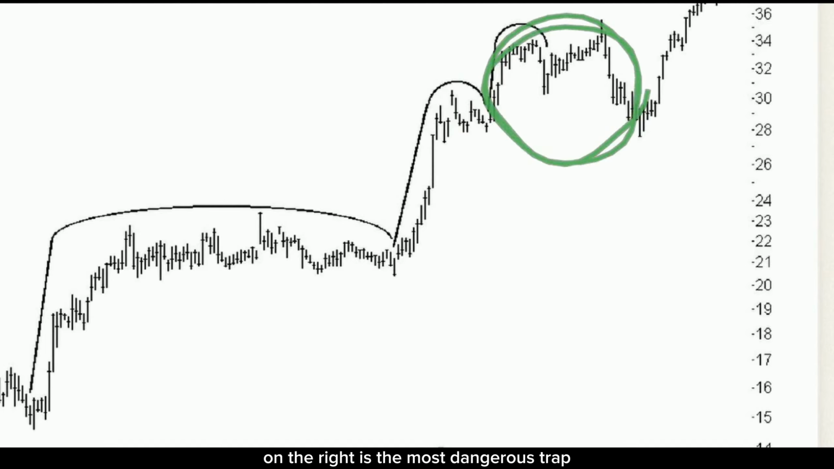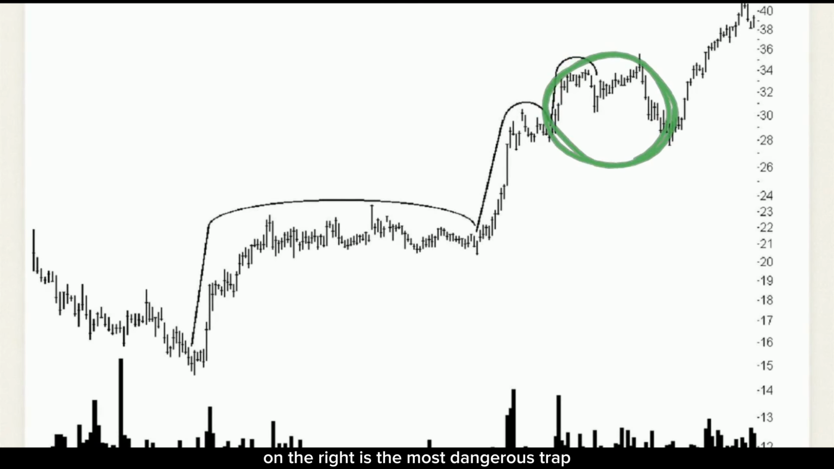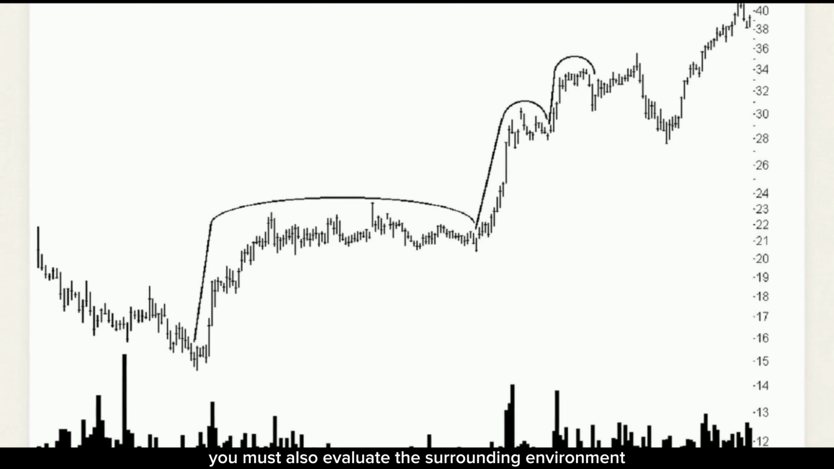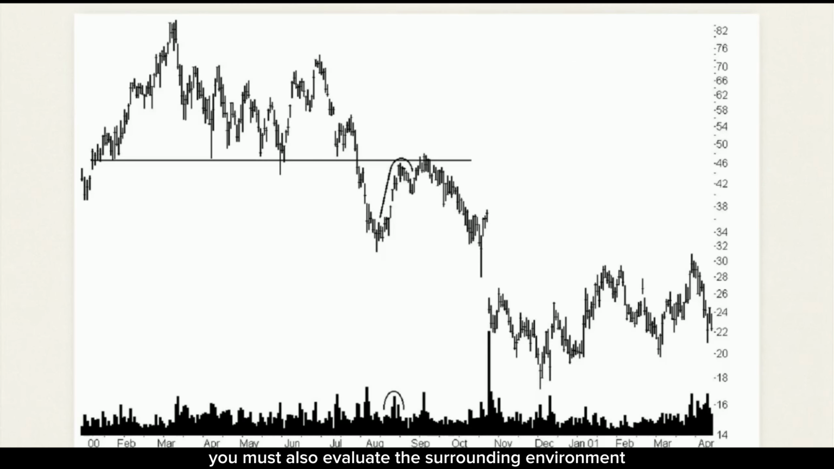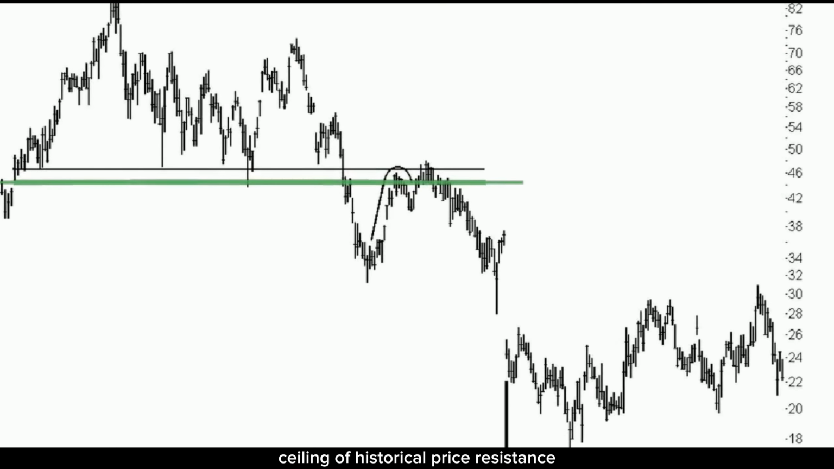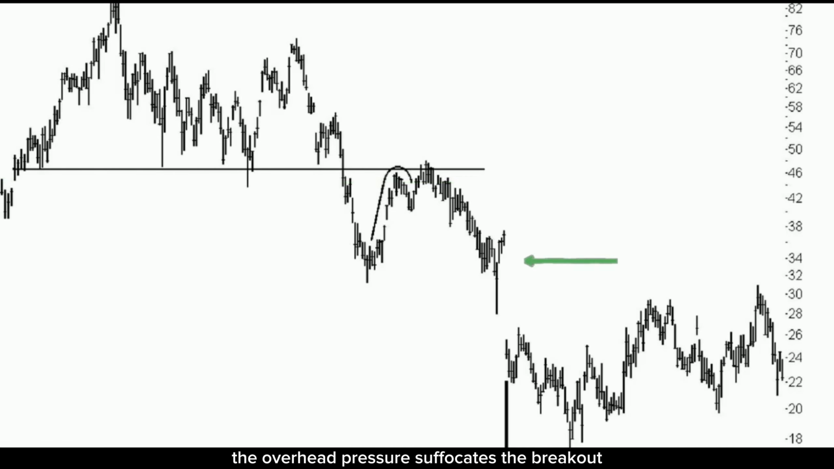The third pattern on the right is the most dangerous trap. The price drops below the initial starting low of the formation before it ever reaches the confirmation line. This is a failed pattern and a trap for early buyers. You must also evaluate the surrounding environment. This chart displays a scallop forming during a broader downward trend, directly underneath a heavy ceiling of historical price resistance. The overhead pressure suffocates the breakout, dooming the trade from the start.